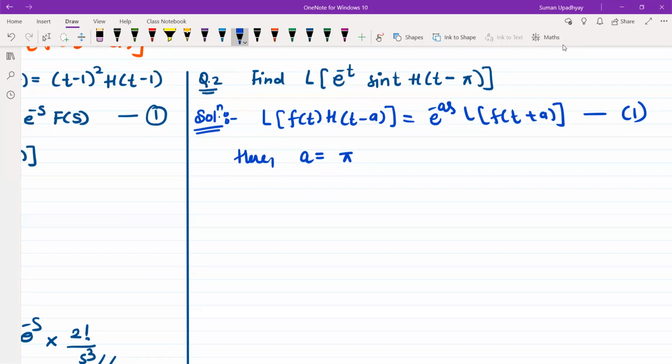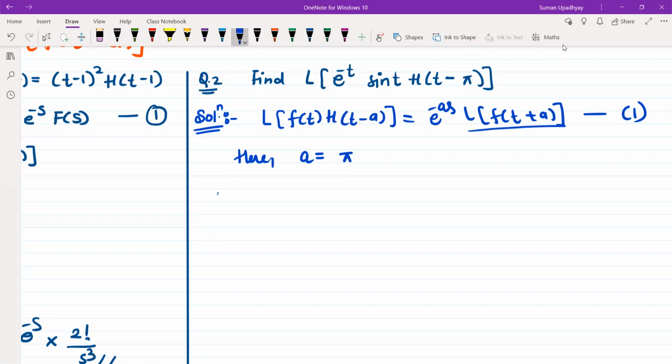So now I need to calculate Laplace. Okay, I got A. Now I need to calculate Laplace of f of t plus A. So what I'm going to do, I'm going to first calculate Laplace of f of t, and then I will replace t by t plus A. Okay? You got it? What am I going to do? Calculate Laplace of f of t plus A. So first I will calculate Laplace of f of t.